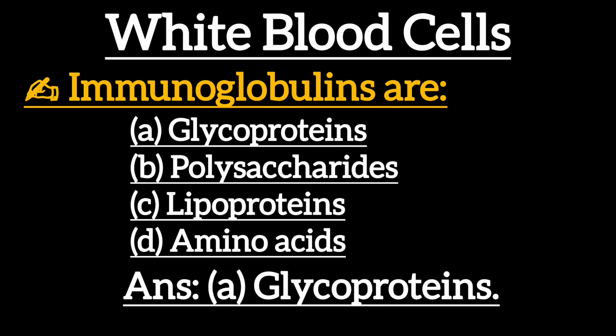Next one: immunoglobulins are option A, glycoproteins. Option B, polysaccharides. Option C, lipoproteins. Option D, amino acids. Correct answer is option A, glycoproteins.